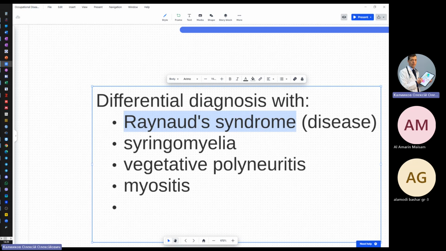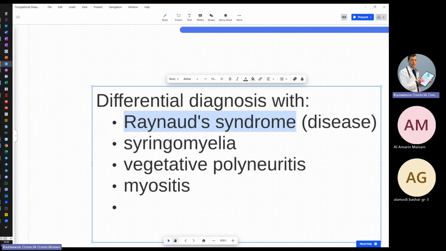And there is one more important difference with syringomyelia. In syringomyelia, rather early, there is decrease of temperature sensitivity, right? All kinds of sensitivity, including temperature. While in case of vibration disease, there is mostly decrease of tactile vibration sensitivity with almost normal temperature sensitivity and even pain sensitivity. And of course, for syringomyelia, the vascular and locomotor system changes are not typical.